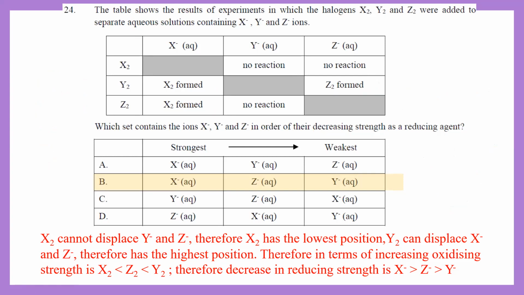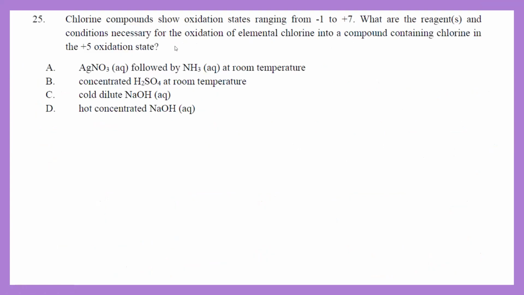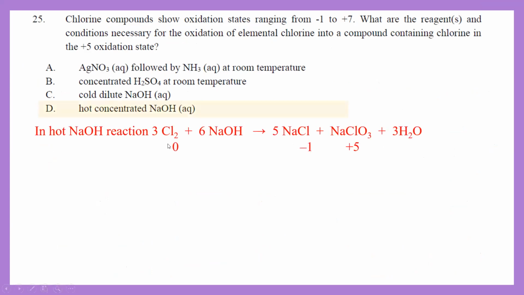The last objective question for today is 25. Chlorine compounds show oxidation states ranging from -1 to +7. What are the reagent and condition necessary for the oxidation of a chlorine compound to one containing chlorine in the +5 oxidation state? The one where it can form +5 is the reaction with hot concentrated NaOH. In the reaction of AgNO3, you form Ag plus and Cl minus, forming AgCl that eventually reacts with ammonia.